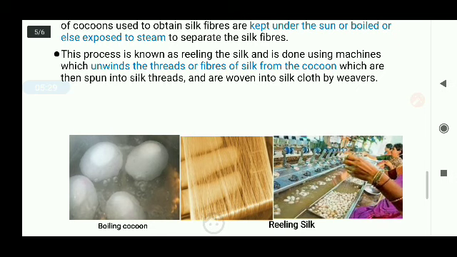And here the first figure shows the boiling of cocoons. Here the cocoons are boiled in water. By boiling, the cocoons get loose and it becomes easy to unwind the fiber from them.